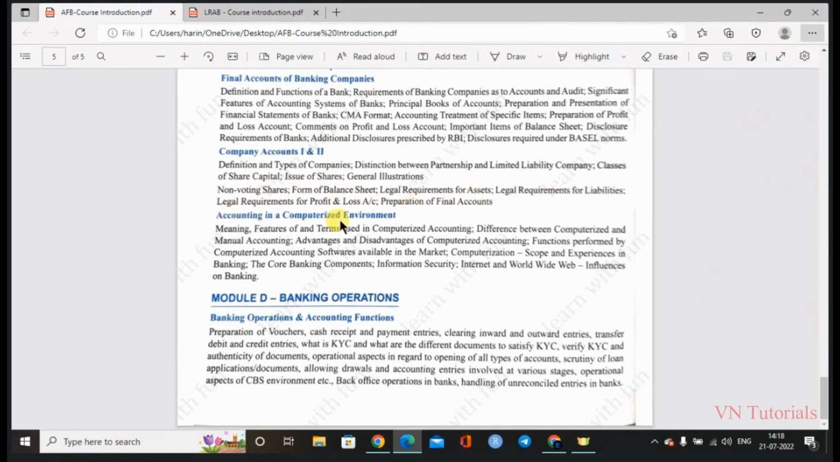Then under accounting in a computerized environment, we are going to see meaning, features of and terms used in computerized accounting, difference between computerized and manual accounting, advantages and disadvantages of computerized accounting, functions performed by computerized accounting software available in the market, computerization scope and experiences in banking, the core banking components, information security, internet and world wide web influences on banking.